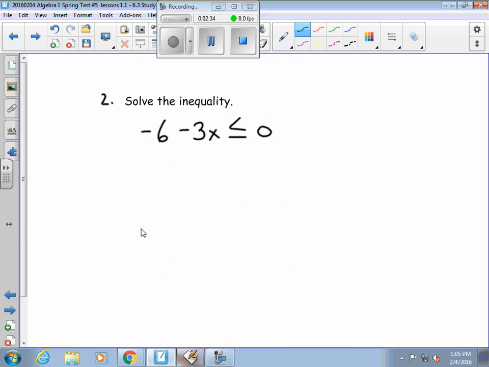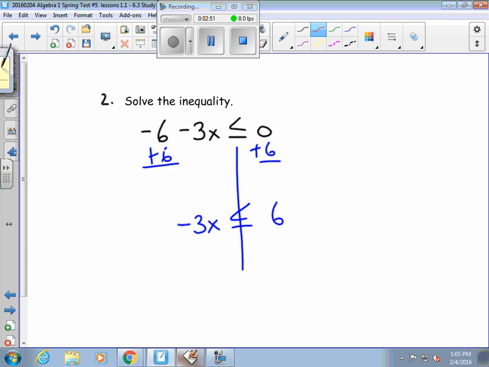Number 2 says solve the inequality. We'll go a little bit quicker this time. Undo the fact that it says minus 6 up front by adding 6. If you do it there, do it here. 0 plus 6 is 6. So you have negative 3x on the left. All we did was add 6 to both sides, so we leave our inequality like that.